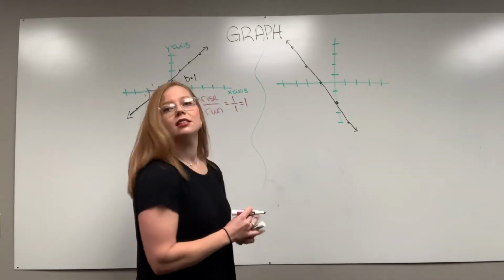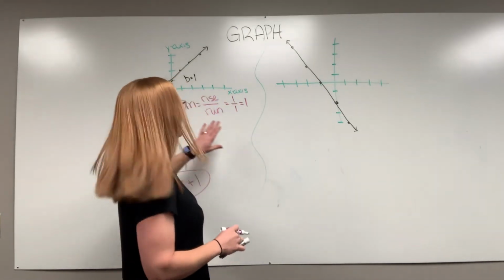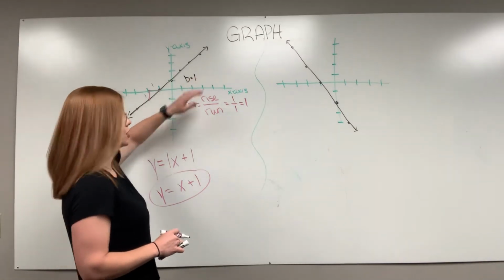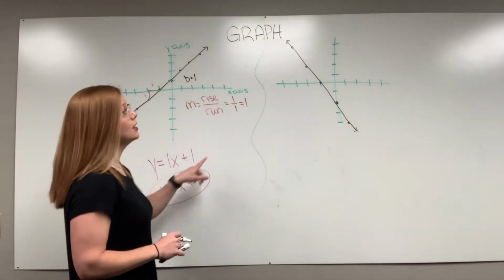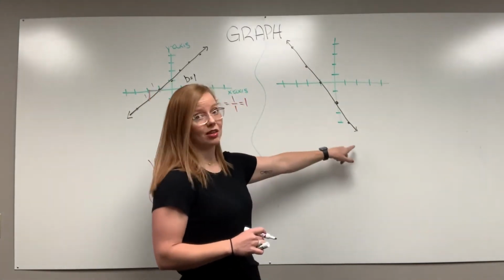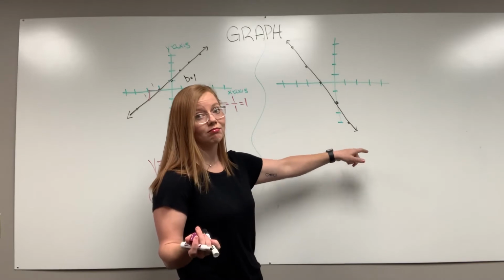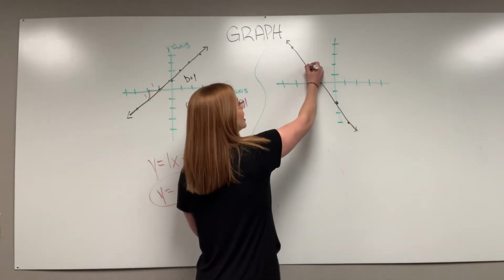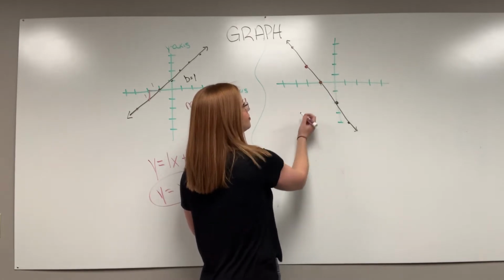I also notice something's different about this line as opposed to this line. This line was going uphill, which meant that I should have had a positive slope, and I did. This one, reading from left to right, is going downhill. So what kind of slope should that be? Negative, right? So let's pick 2 points. I see this one right here and this one right here.